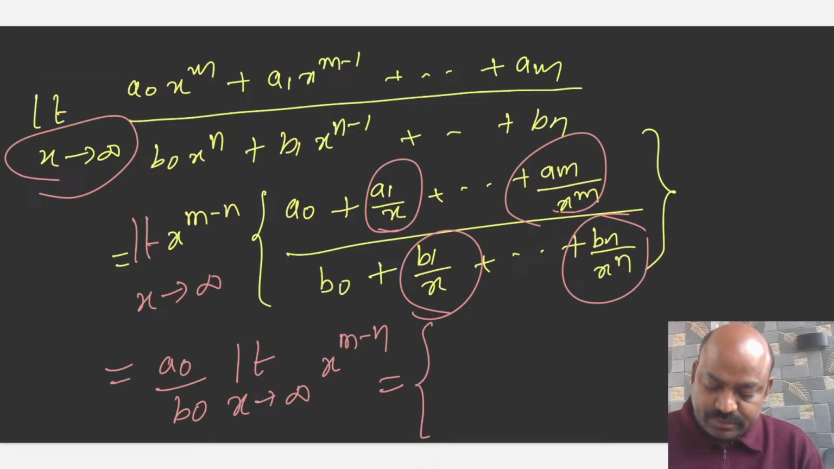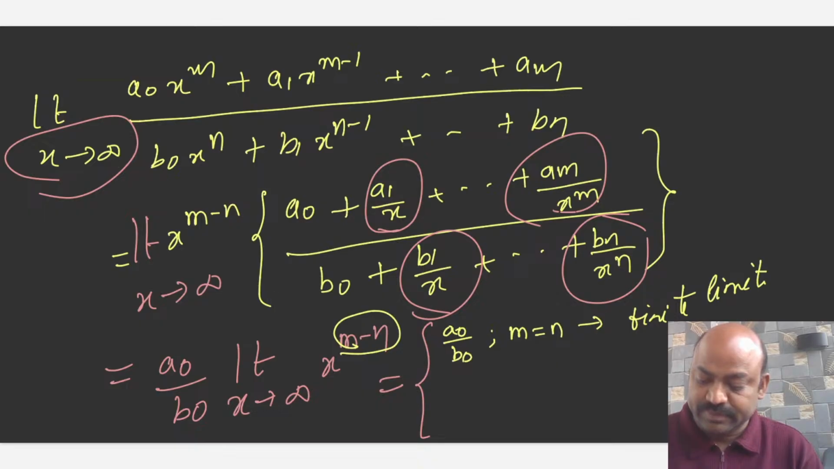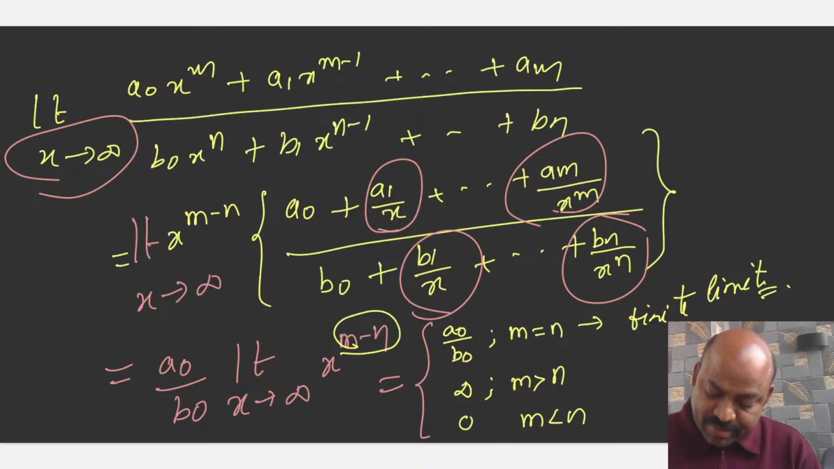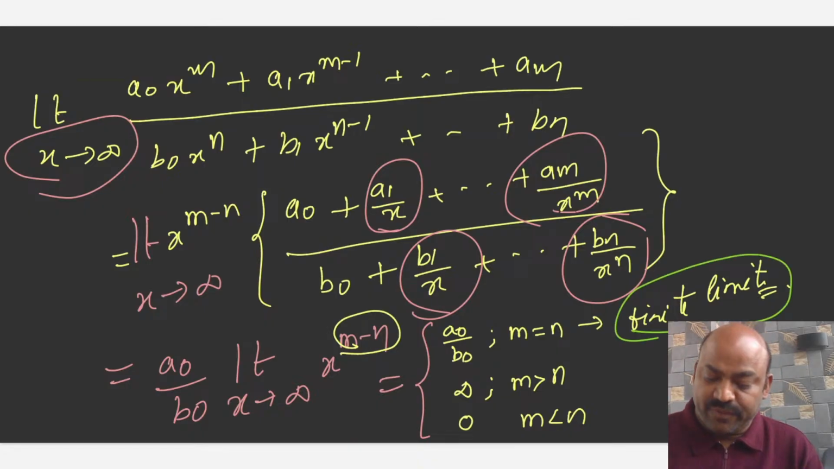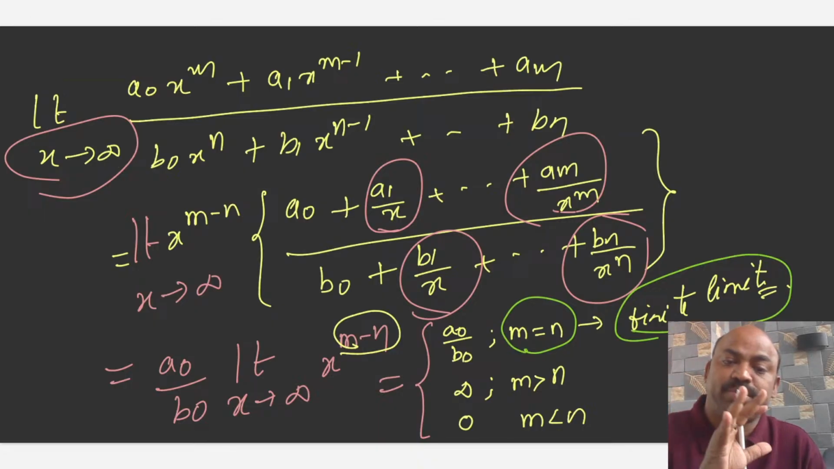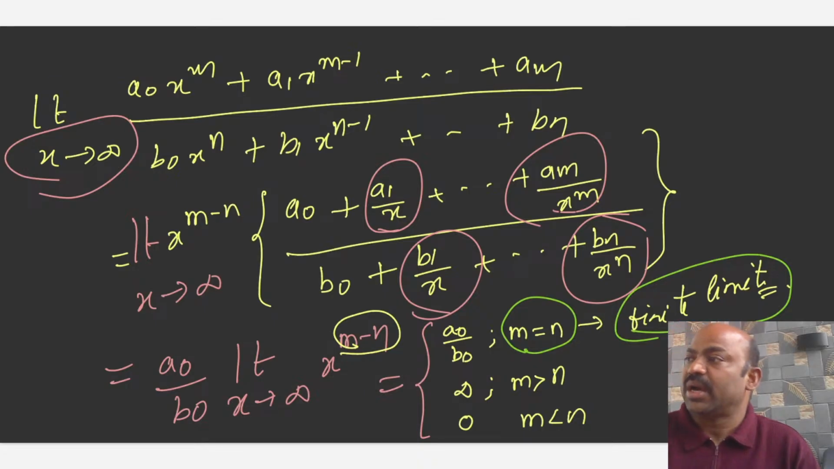Case 1 dear, when m is equal to n, this power will become 0. X power 0 is 1. So answer is a naught by b naught when m is n. And the limit is called finite limit. When m is greater than n, this is becoming infinite. When m is less than n, this is becoming 0. Clear? So the most important terminology they will use is for infinite limit. For finite limit, the degrees of numerator and denominator should be same. Clear?